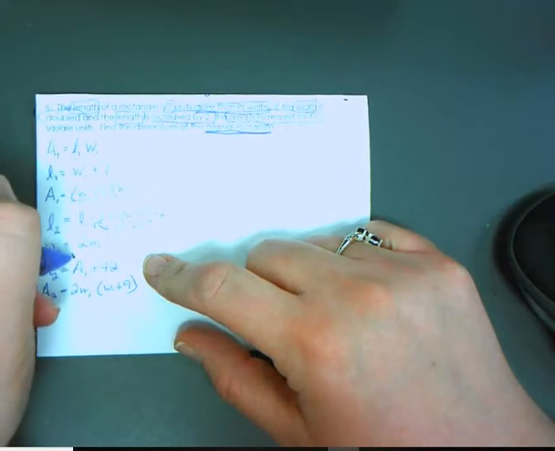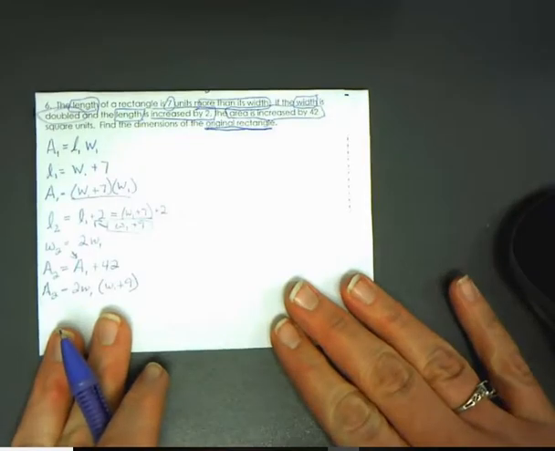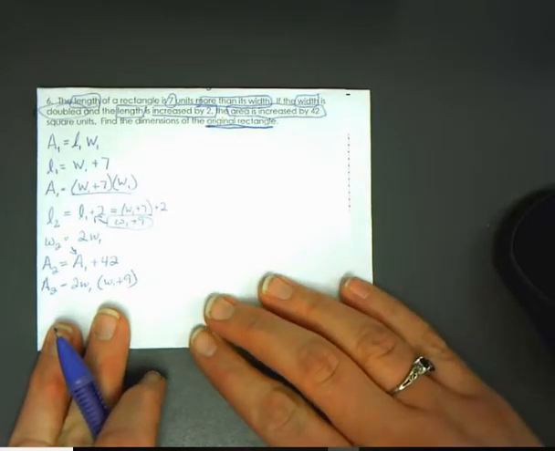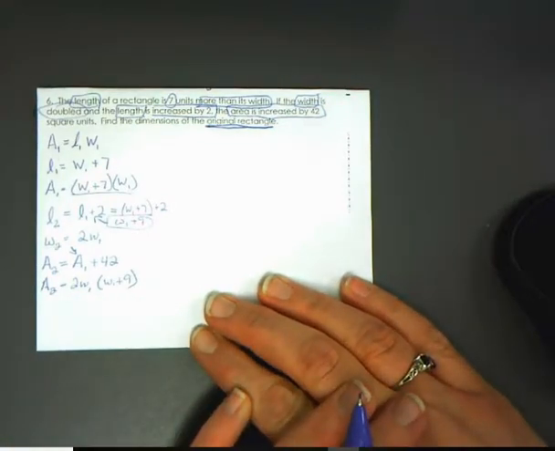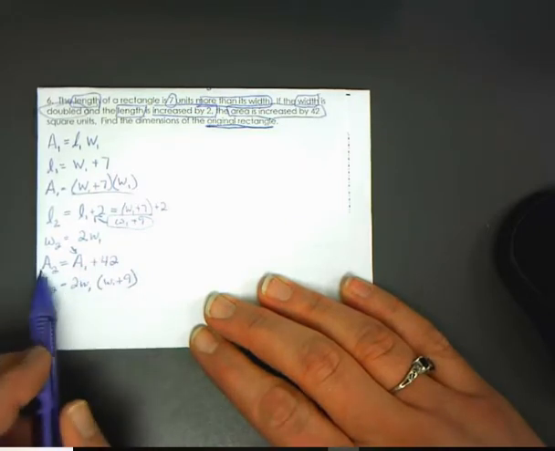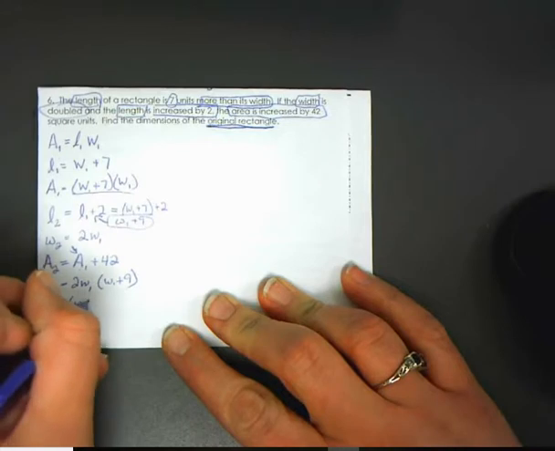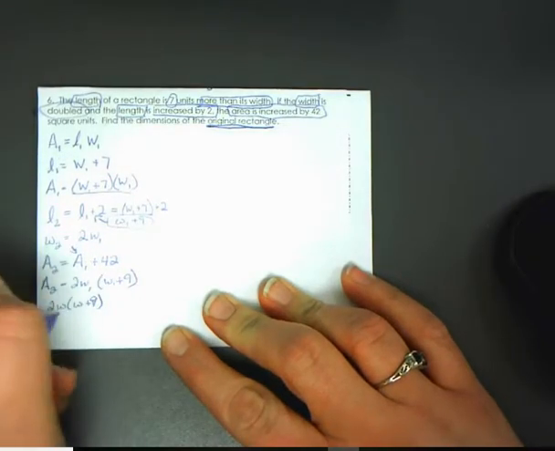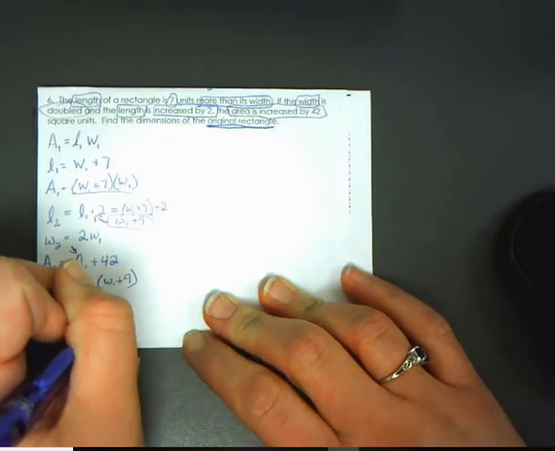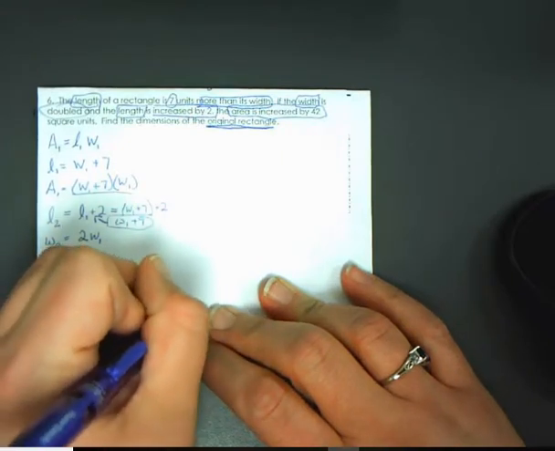So now what we're going to do is substitute the original A1 in for the new A1, and then substitute the second equation, A2, for A2 here. So what we're going to end up with is 2W times W plus 9, notice I'm going ahead and dropping the 1, is equal to W plus 7 times W plus 42.